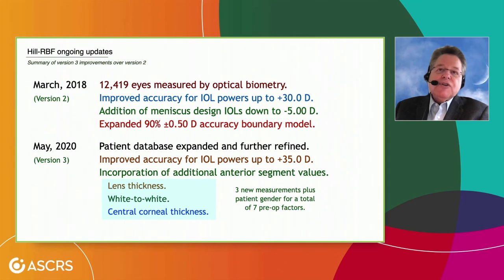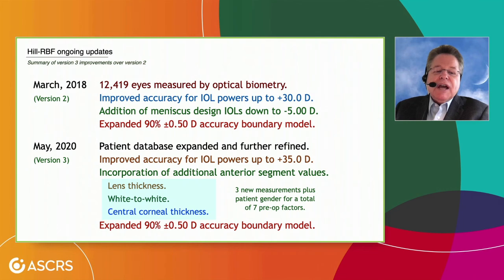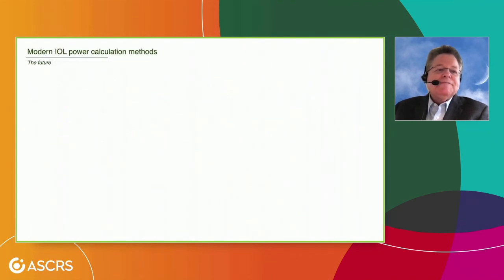We also added gender, and it turns out that if you look at a large enough number of cases, gender does make a difference, but it's a relatively small difference, but we did include that. And as I showed, the 90% half diopter accuracy boundary model has been expanded for this, giving us all some additional options for the refractive outcomes.